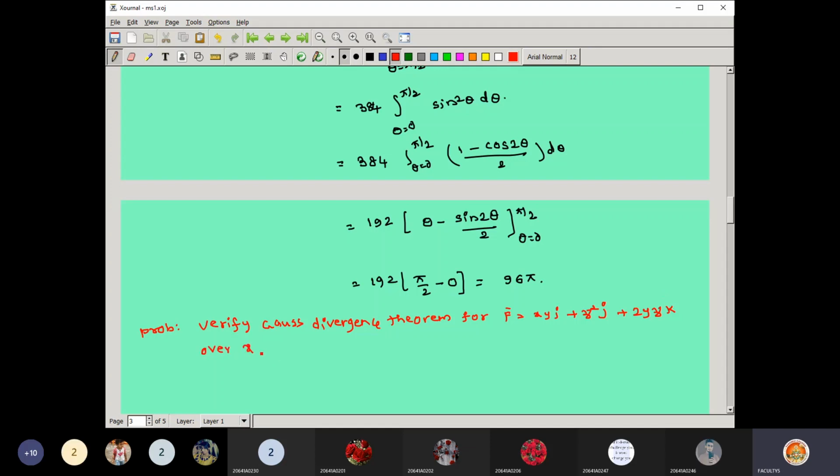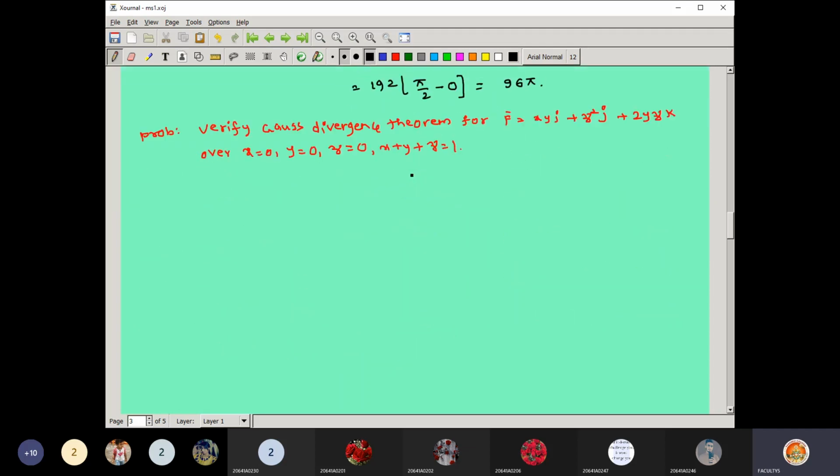Over x equal to 0, y equal to 0, z equal to 0, x plus y plus z equal to 1. So they have given a vector point function along with one particular expression and are asking to verify Gauss divergence theorem for this. In order to do that, verification, this type of problem we have already taken in the previous classes. Verification means you are calculating individual both-sided integrals, left-hand side and right side. Then only you can say that the verification is done.